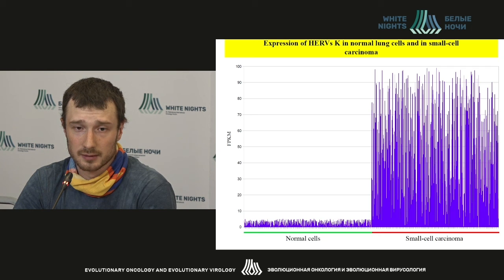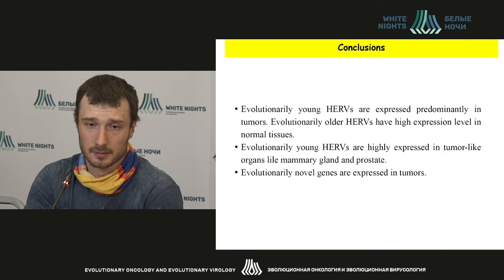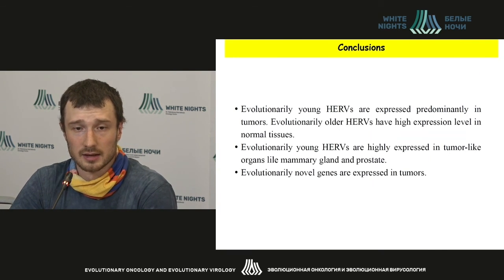And we see a similar picture for K family viruses in normal and small cell carcinoma cells. So in the tumor, as you see, most of those retroviruses show very high expression. Our analysis has confirmed that evolutionarily young HERVs are expressed predominantly in tumors. Evolutionarily older HERVs have high expression level in normal tissues.